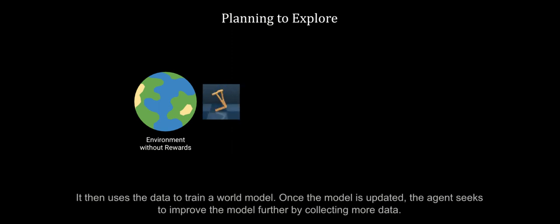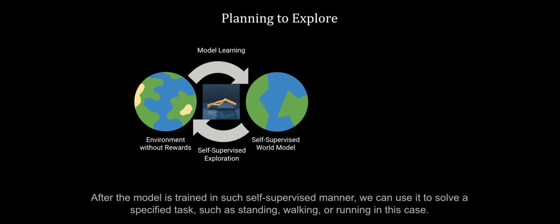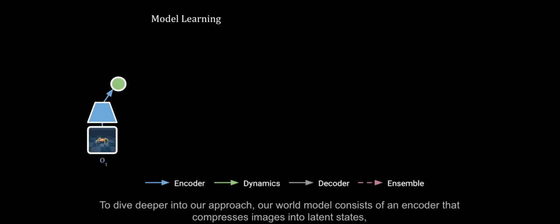It then uses the data to train the world model. Once the model is updated, the agent seeks to improve the model further by collecting more data. After the model is trained in such self-supervised manner, we can use it to solve a specified task, such as standing, walking, or running in this case. A single self-supervised model can be used to solve all these tasks.